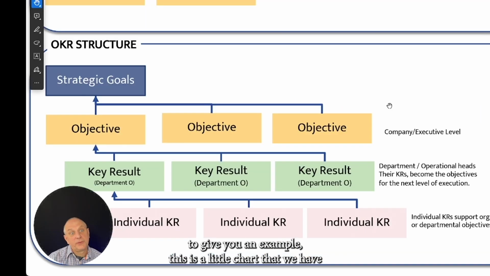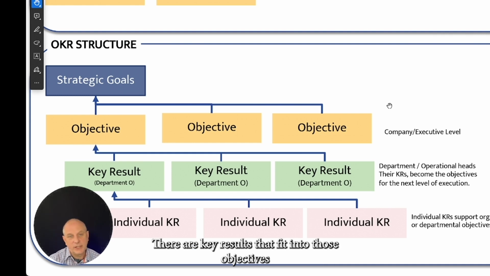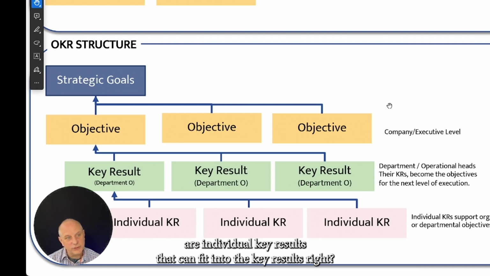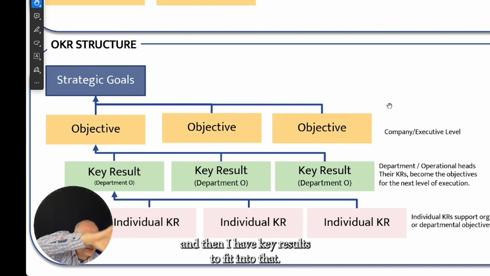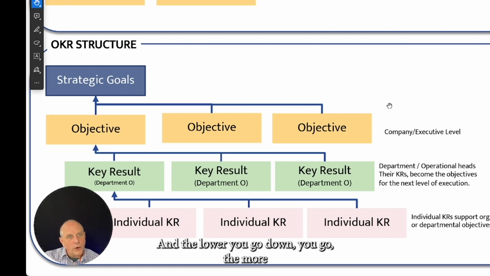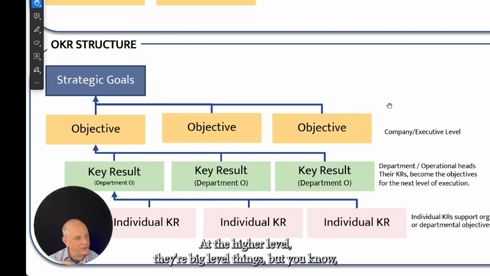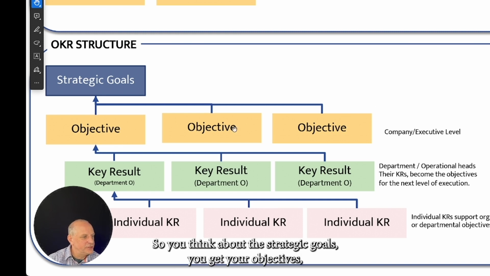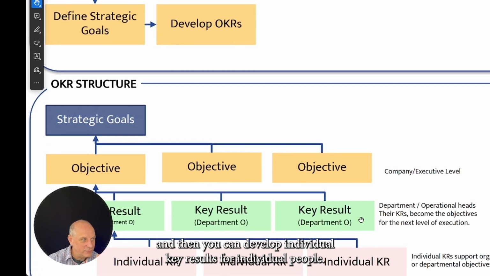To give you an example, this is a little chart that we have that sort of explains that idea. You'll have your strategic goals, which we like to call your leader's intent. You break that down into objectives. There are key results that fit into those objectives. There are individual key results that can fit into the key results, right? So your key result might become my objective, and then I have key results that fit into that. And the lower you go, the more the objectives become concrete and have metrics as well. At the higher level, they're the big level things, but as you get lower, they become more and more concrete. So you think about the strategic goals, you get your objectives, you get your key results, and then you can develop individual key results for individual people.